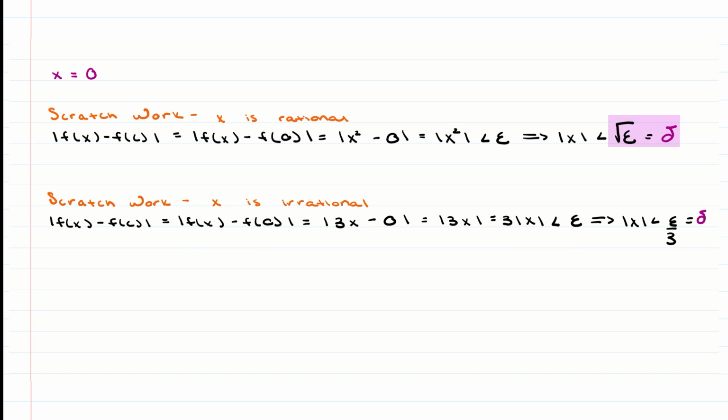So we'll combine the delta we found in the case where x was rational and the delta we found in the case where x was irrational to get delta as the minimum of the square root of epsilon and epsilon over 3. And now that we've finally identified our delta, we can start our formal proof.